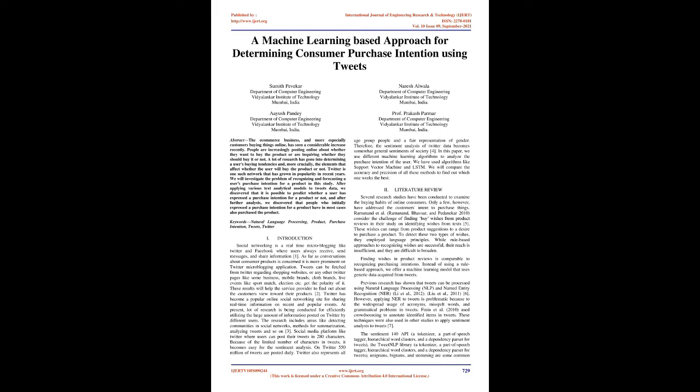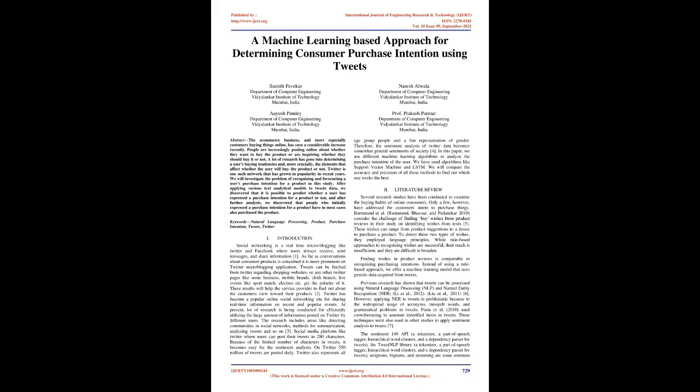Twitter has become a popular online social networking site for sharing real-time information on recent and popular events. At present, a lot of research is being conducted for efficiently utilizing the large amount of information posted on Twitter by different users. The research includes areas like detecting communities in social networks, methods for summarization, analyzing tweets, and so on. 3. Social media platform like Twitter where users can post their tweets in 280 characters. Because of the limited number of characters in tweets, it becomes easy for the sentiment analysis. On Twitter 550 million of tweets are posted daily.